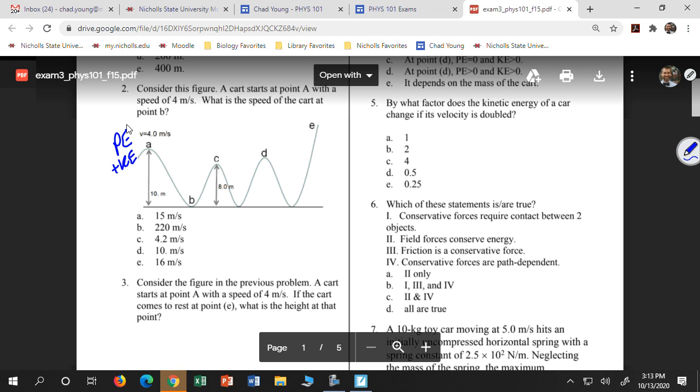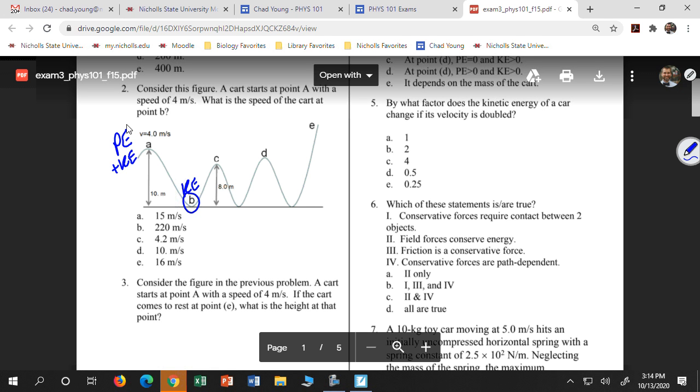At this point, I then want to know what is the speed of the car at point B. Potential energy at point B? No, because h is equal to 0, so it only has kinetic energy. So I'll ask you that question first. That's question number 1. What type of energy does this object have at point A, B, C, D, or E? You're going to get that one right, and that sets a good tone for the rest of the exam.